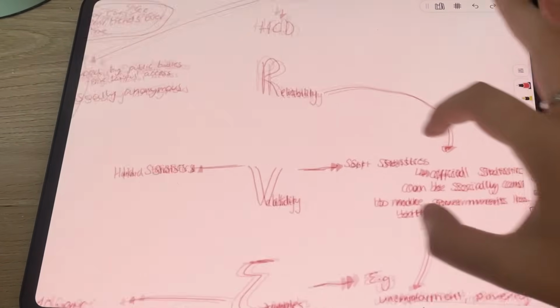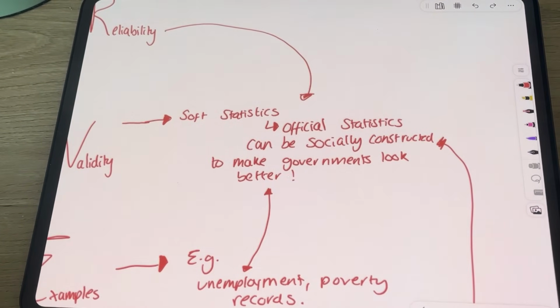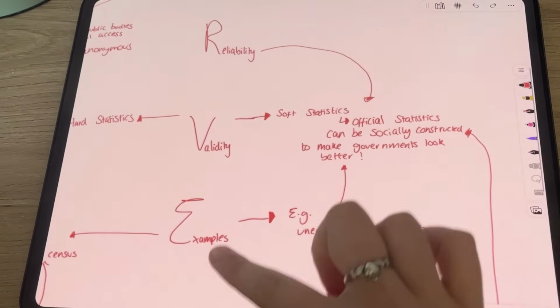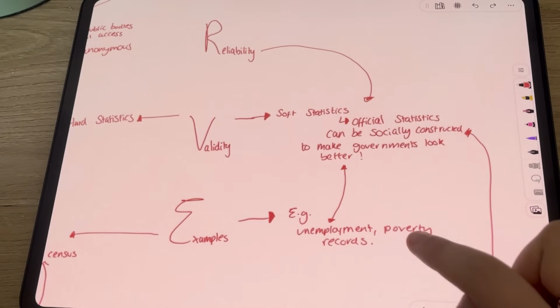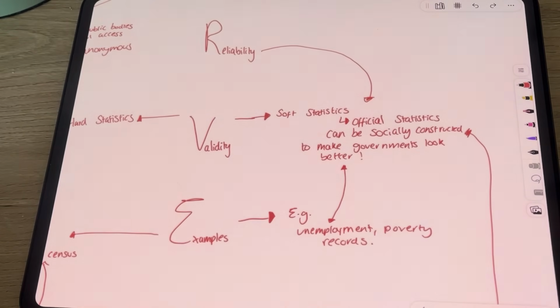That's what they are. However, soft statistics can be socially constructed, and this can be done, for example, to make governments look better. So examples of that would be unemployment or poverty records. Because, for example, what actually is defined as poverty can be changed and manipulated in order to make a government look better.